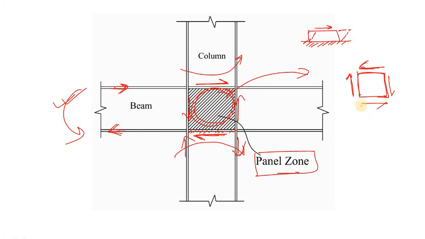So here you can draw the resultant force. The resultant force looks like this or acts like this. This is tension, this is tension, and here this is compression, this is compression. So in this zone there is a resultant compressive force as well as a resultant tensile force. Definitely due to this resultant compressive force, again this zone tries to buckle.